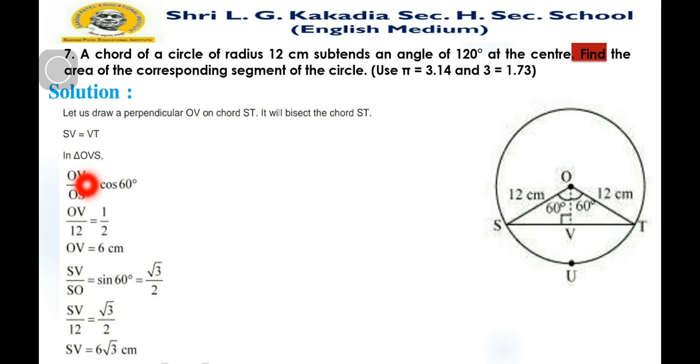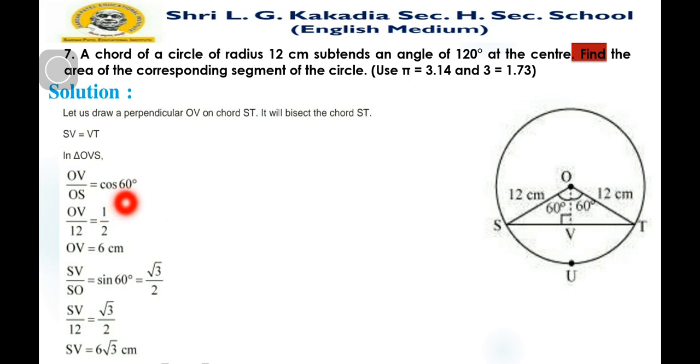Hypotenuse divided by OV. OV, that is the side divided by hypotenuse. So here cos theta is equal to 60 degree.